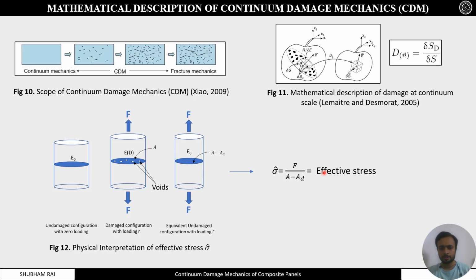And this is one more variable that we are going to use. It is the effective stress, which is force over the undamaged area. Here on this plane there is a damaged area as well as an undamaged area. The effective stress is the stress that is acting on the undamaged area. This stress will drive the damage.